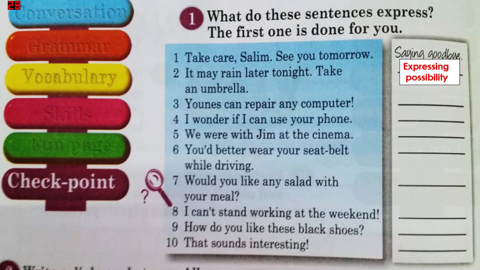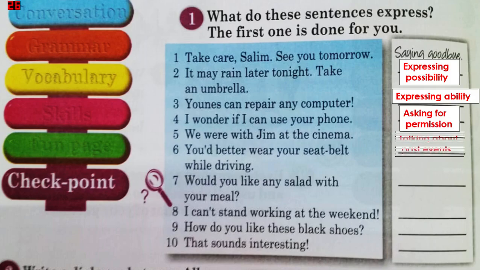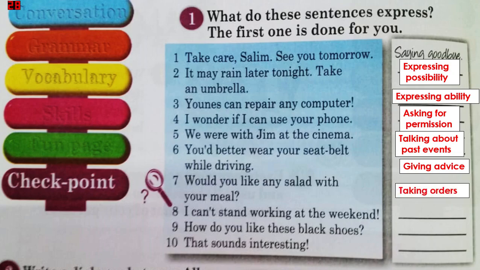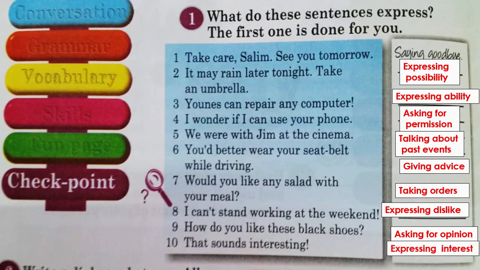Eunice, can you repair any computer? Here, ability. I wonder if I can use your phone. They are asking for permission. We were with Jim at cinema. And they are talking about past events. You'd better wear your seatbelt while driving. And they are giving advice. Would you like any salad with your meal? And they are taking orders. I can't stand working at the weekend. I can't stand, meaning expressing dislike. How do you like these black shoes? Meaning they are asking for opinion. That sounds interesting. Here, expressing interest.